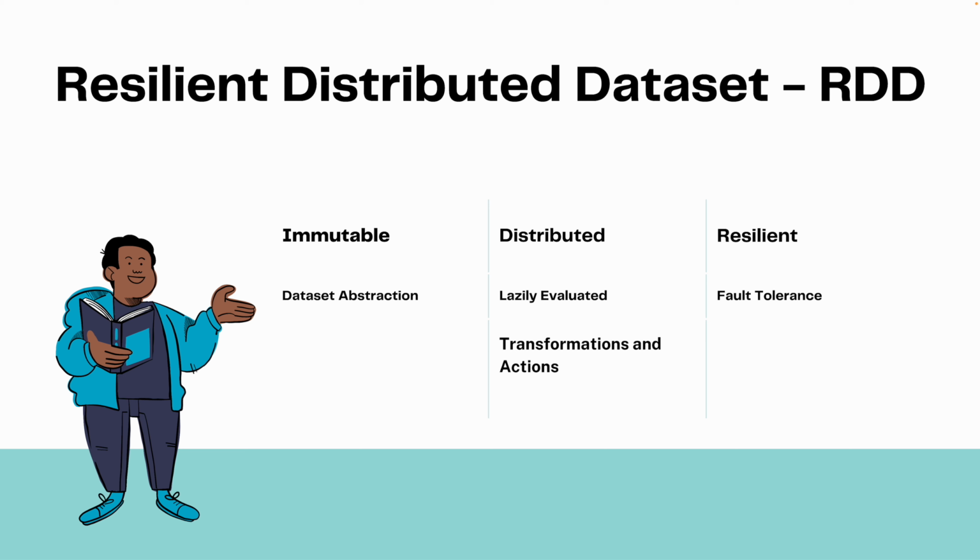So RDD stands for Resilient Distributed Dataset. It's a fundamental abstraction in Apache Spark that represents a distributed collection of immutable, partitioned, and fault-tolerant data items. It's the backbone of Spark's distributed computing model, and it provides a resilient and efficient way to perform parallel data processing across a cluster of machines. Now let's deep dive into the details of RDDs.